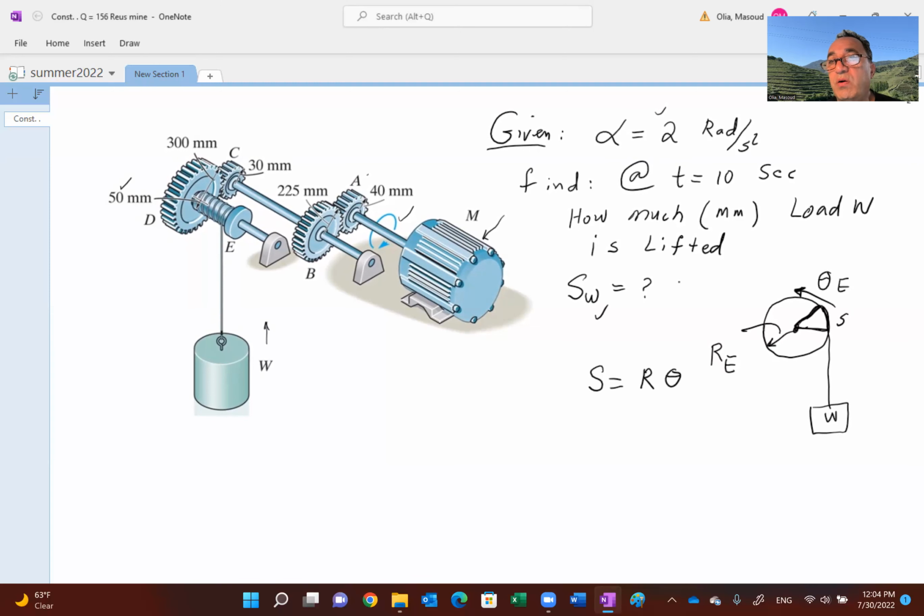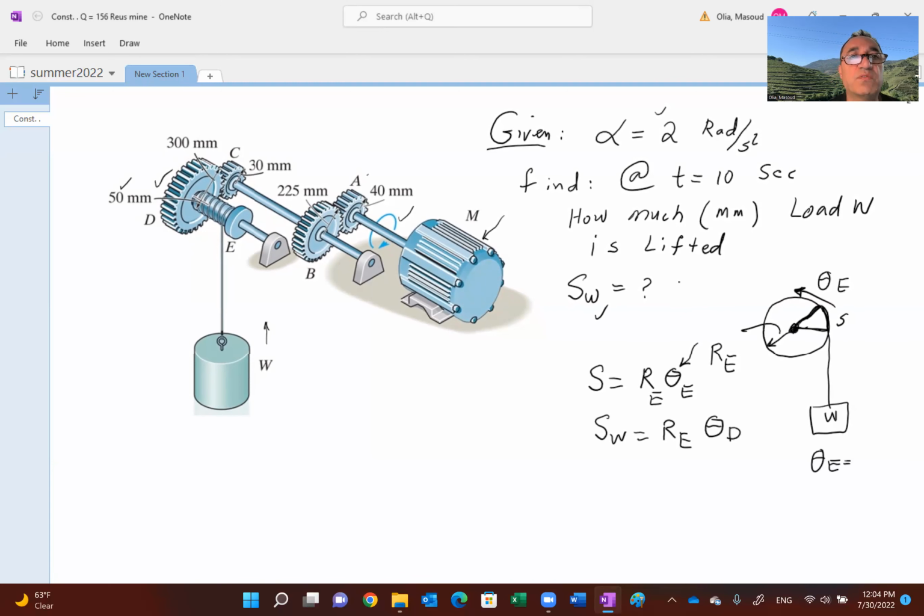And that would be what? R of this shaft or spool times how much this guy rotates. Of course, this theta must be in radians for this to work, so it has to be dimensionless. So what is the theta of E? Well, theta of E is the same as theta of this gear D. So S sub W is the radius of E, which you can see in the picture is 50 millimeters, times theta sub D, because theta E and theta D are equal. They are connected through a shaft.